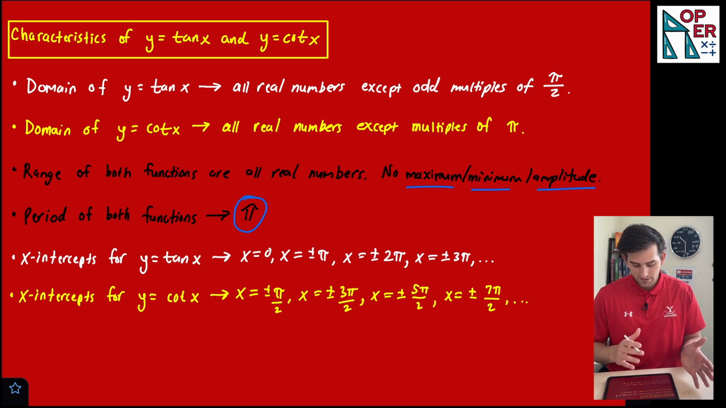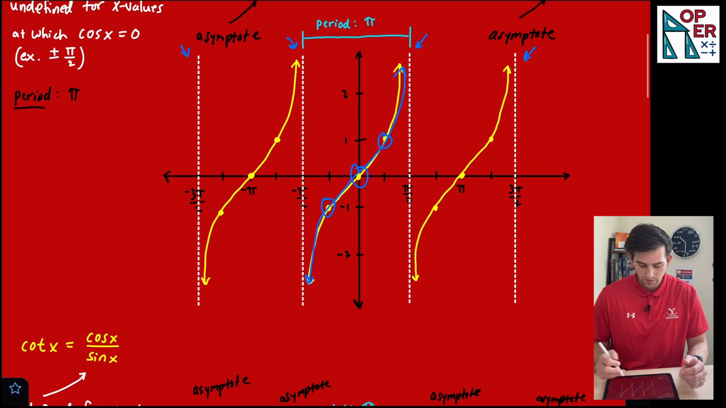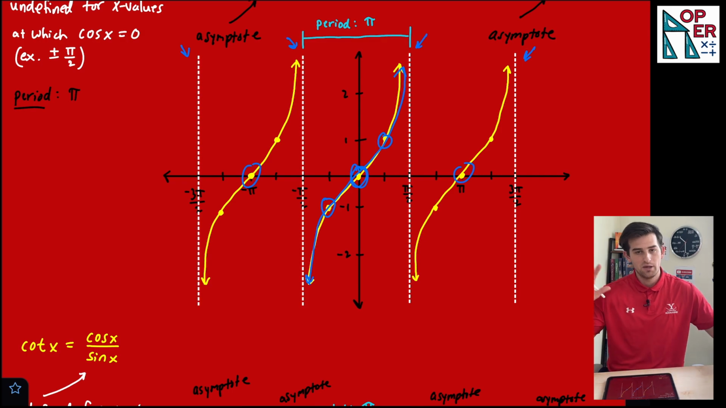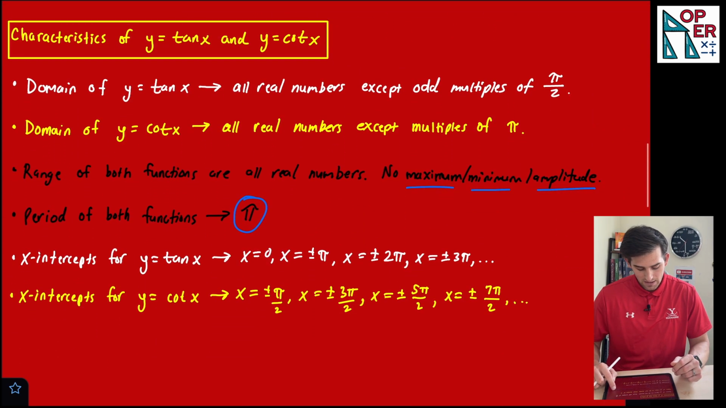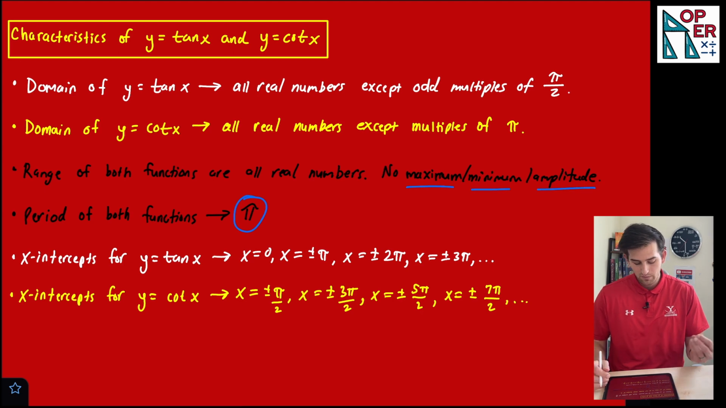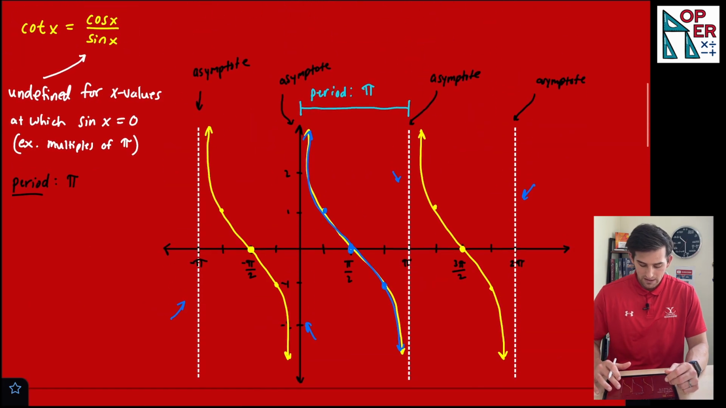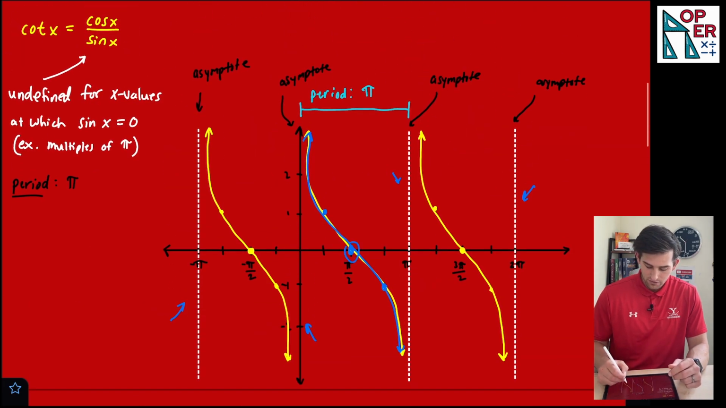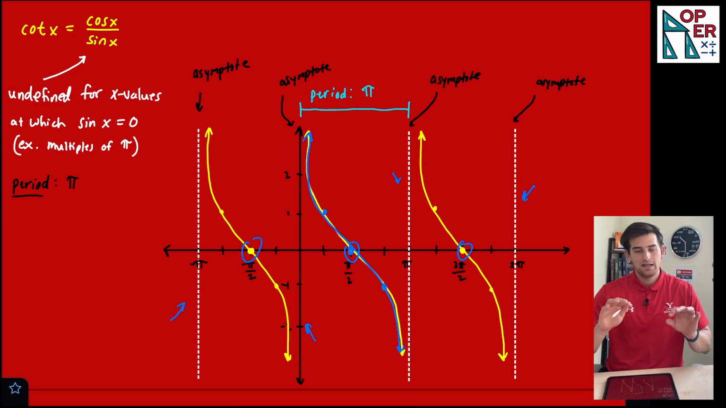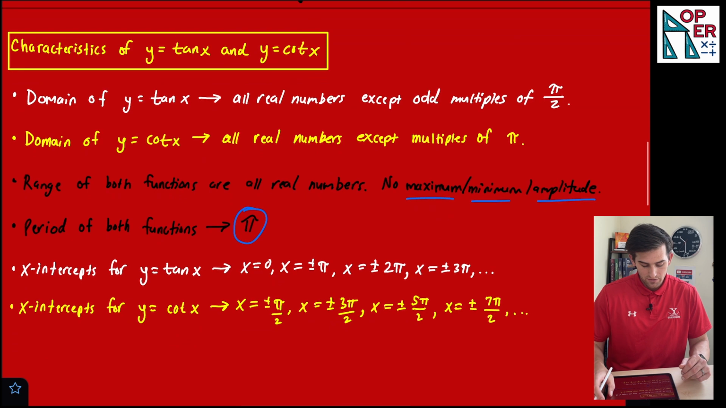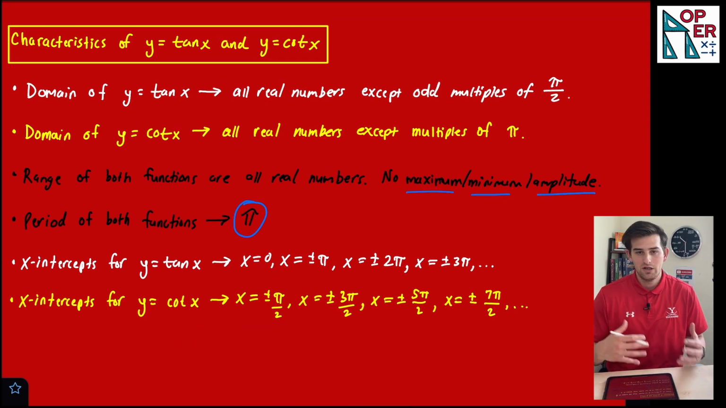Then the x-intercepts. The x-intercepts for y equals tangent of x are x equals 0, positive and negative pi, positive and negative 2 pi, 3 pi, and so on. So here we had an x-intercept at 0, negative pi, positive pi, then negative 2 pi, positive 2 pi, and that pattern would repeat. Lastly, the x-intercepts for cotangent are positive and negative pi over 2, positive and negative 3 pi over 2, 5 pi over 2, 7 pi over 2, and that's what we see right here: pi over 2, 3 pi over 2, negative pi over 2, and that would repeat as well. Those are some characteristics we need to remember and know about the graphs for y equals tangent of x and y equals cotangent of x.